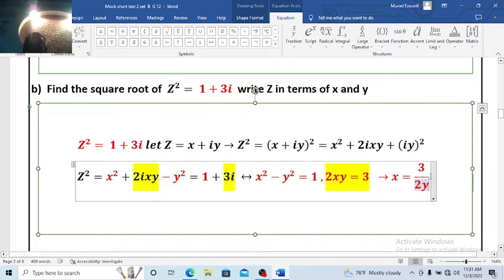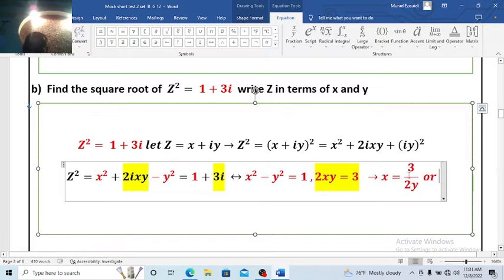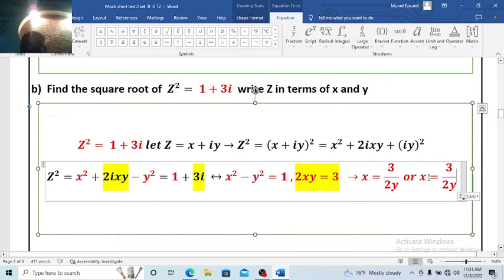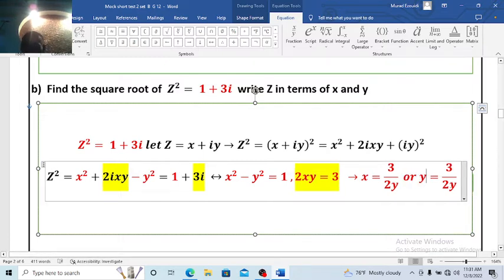Or you can also write y equal 3 divided by 2x, as you like. Y equal 3 divided by 2x. Okay, now you see this, my equation? Okay, I will write it down.